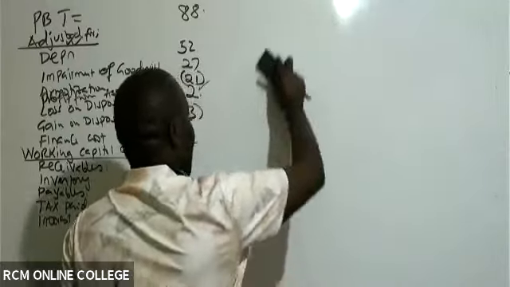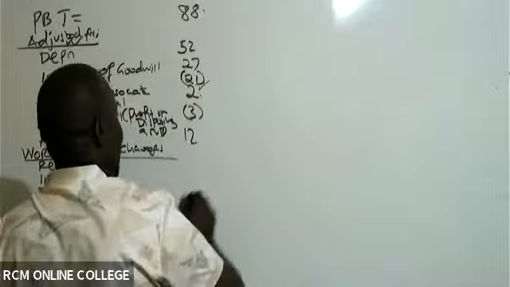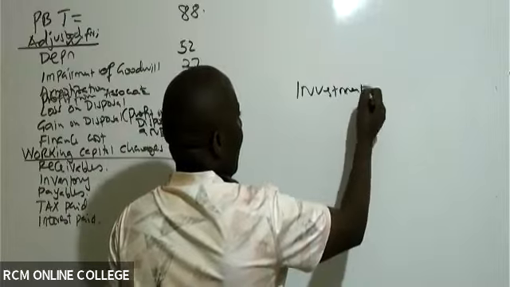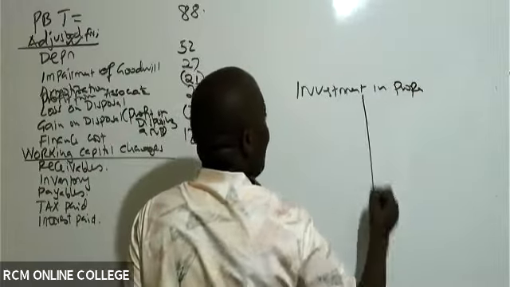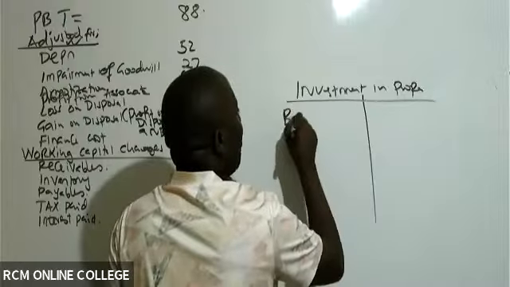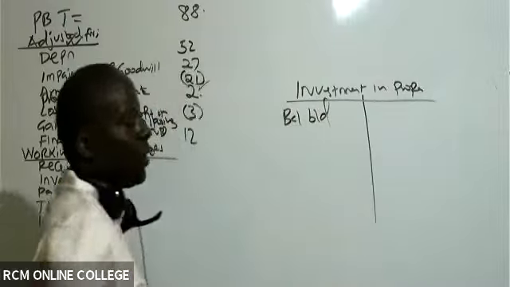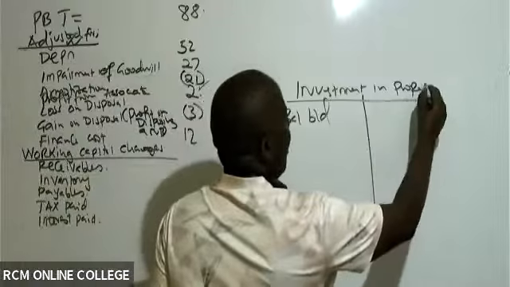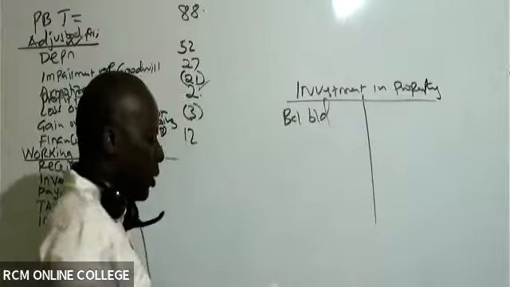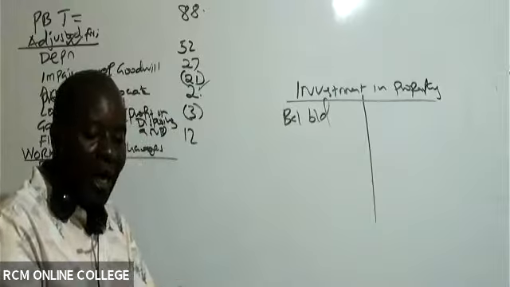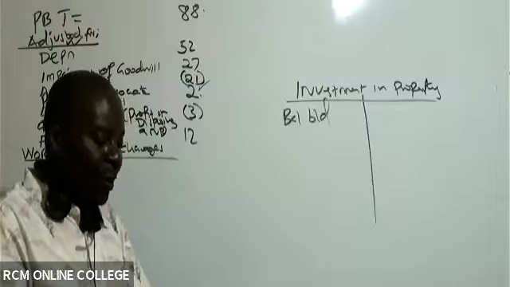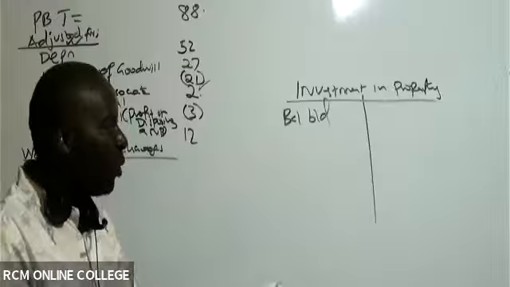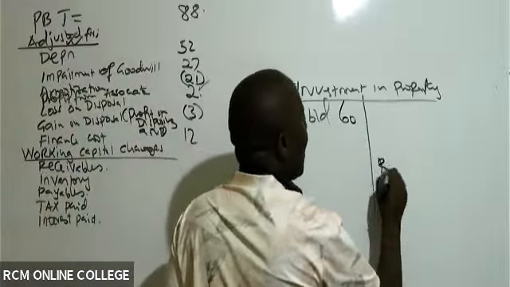But of course, when you are doing your investments, you'll be able to see it. So investment in property, this is an asset. Balance brought down is how much, investment in property from your non-current assets? Remember, brought down is 2021. So investment properties brought down here we have 60.